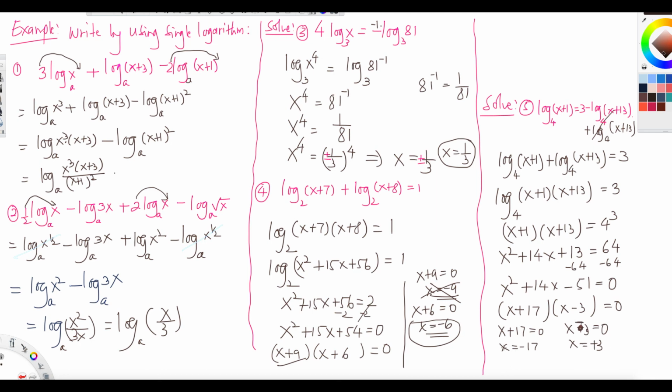Now, does x equals -17 work for the given question? The answer is no, because if you take -17 here, you will get log of -16, because -17 plus 1 is -16. So log is not defined for the negative value. So this is not the right answer. How about +3? Log of 3 plus 1, that works. Log of 3 plus 13, that also works. So that means this is the only final answer that works for the given question. Okay guys, thank you very much.